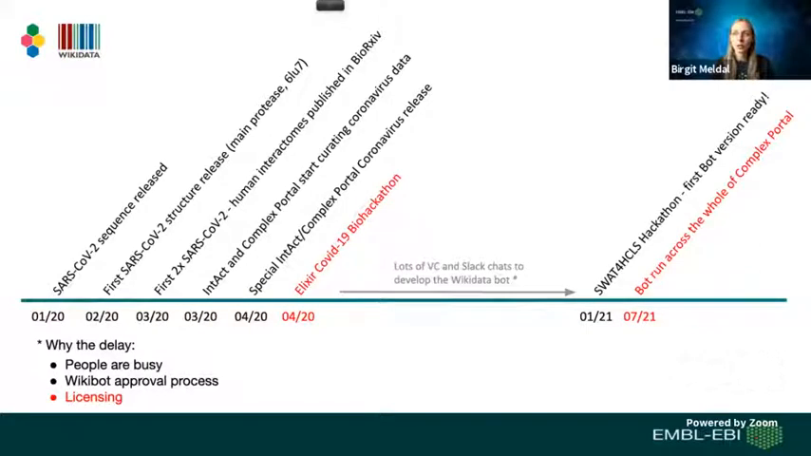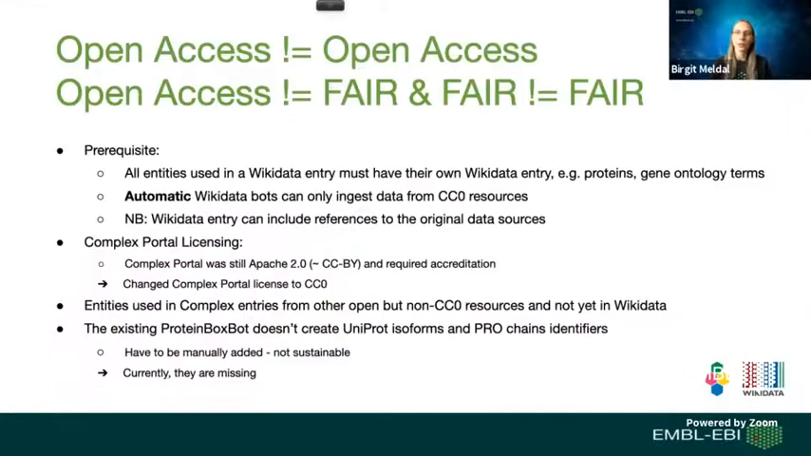We finally managed to get there, but we also had to jump through the licensing hurdle, and this brings me to the last slide. I'm not an expert in licensing. I relied on project collaborators who looked into this, who were using Wikidata a lot. So the prerequisite for using Wikidata or linking things in Wikidata means that every element in a Wikidata entry has to have its own Wikidata entry.